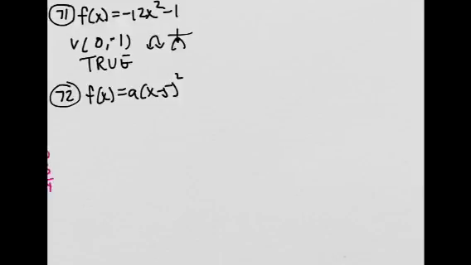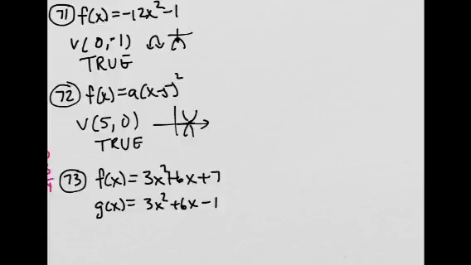Okay, 72 says that this function f of x has exactly one x-intercept. Again, the vertex for this one is (5, 0), because h is 5 and there's nothing added or subtracted here, so k is 0. Since the vertex is on the x-axis, whether it opens up or down doesn't matter, it's only going to have one x-intercept. So the answer for this one is also true.